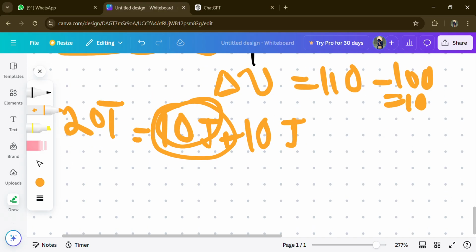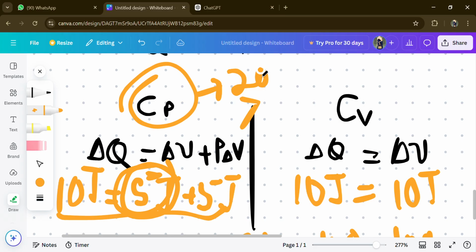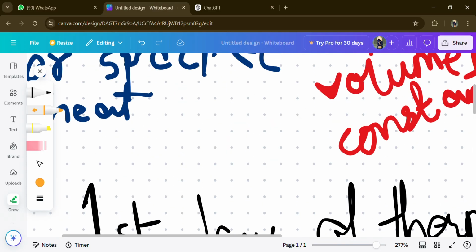So that's why Cp is always greater than Cv. We have a greater value of heat provided to the system, because we have to provide 20 joules: 10 joules will be utilized in the work done, and 10 joules will be the amount achieved. And here we only have to provide 10 joules to the system, since everything is directly converted into internal energy. So this is the concept of why Cp is greater than Cv.